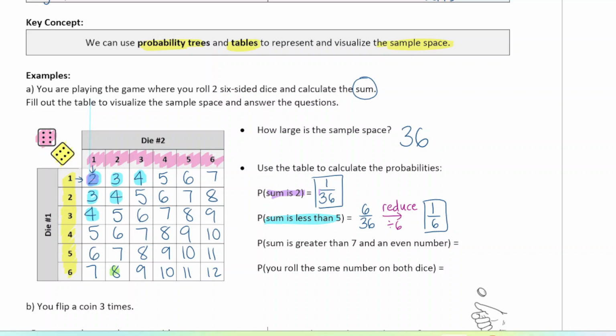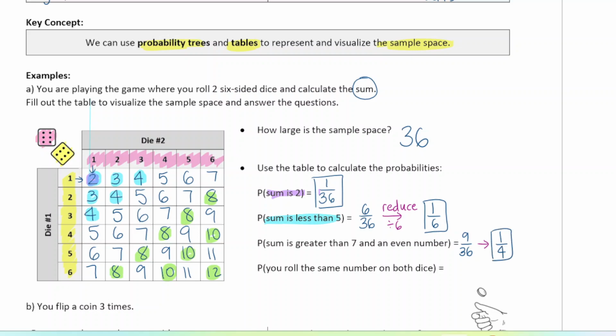Let's highlight all of those. So 8 is greater than 7 and it's an even number. 10 is greater than 7 and it's an even number. And 12. So 1, 2, 3, 4, 5, 6, 7, 8, 9 possible ways that this can happen out of the 36 possible ways altogether. So we can reduce this, divide by 9, get 1 out of 4.